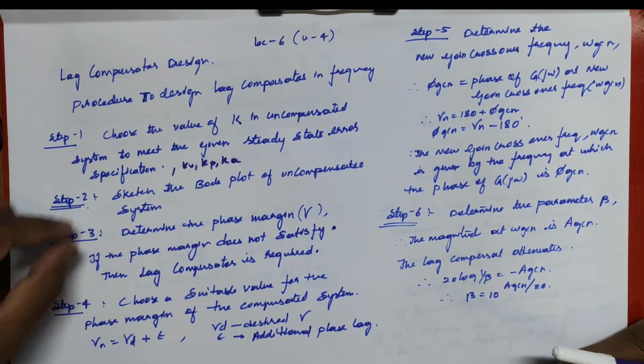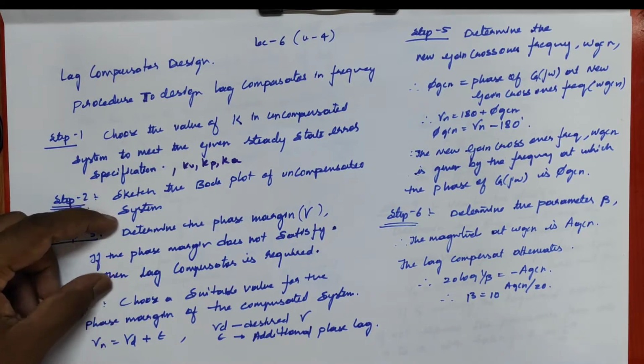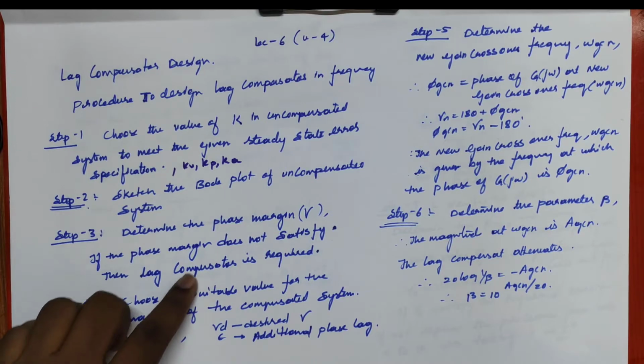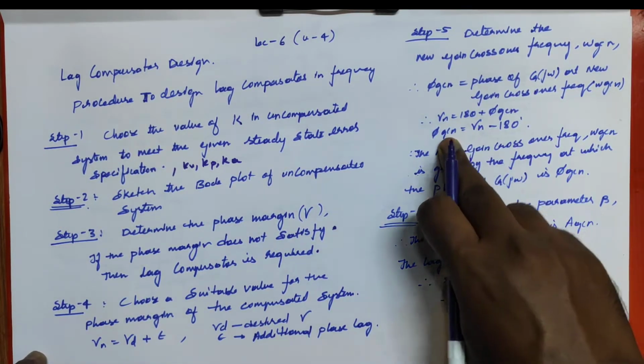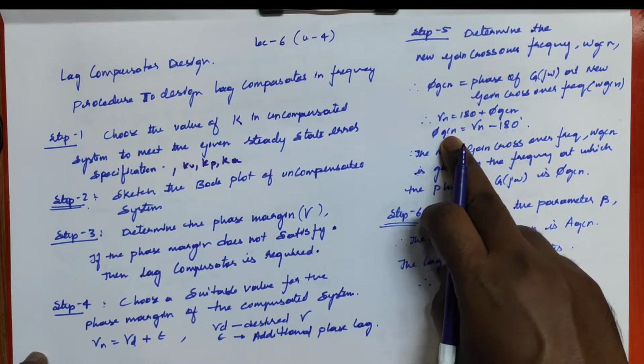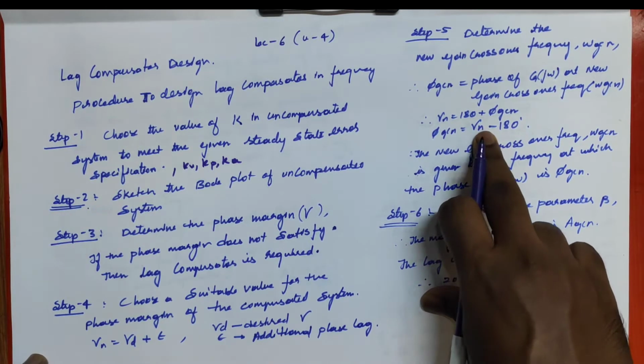In step 2, after drawing the Bode plot, you have to find the phase margin. After finding the phase margin, see that the phase margin satisfies our desired value. If the phase margin doesn't satisfy the desired value, we'll find a new phase margin, that is phi n equal to gamma n equal to the desired phase margin plus theta. Now, after finding this, we'll find the frequency for this new phase margin, that is called omega GCN. This is the new gain crossover frequency for the desired new phase margin.